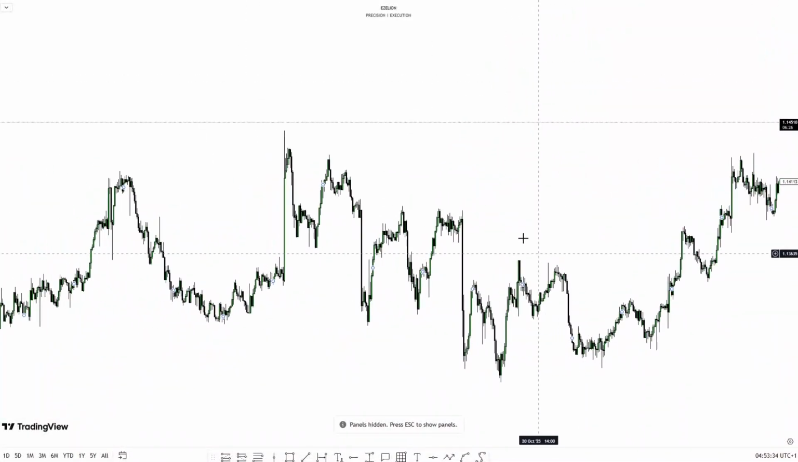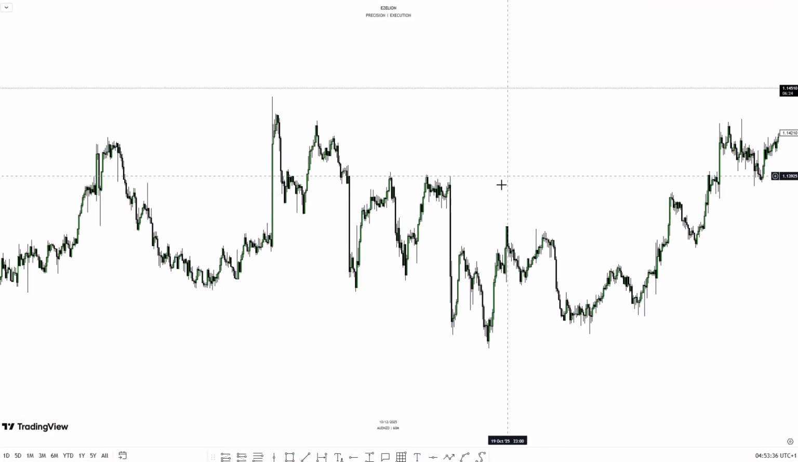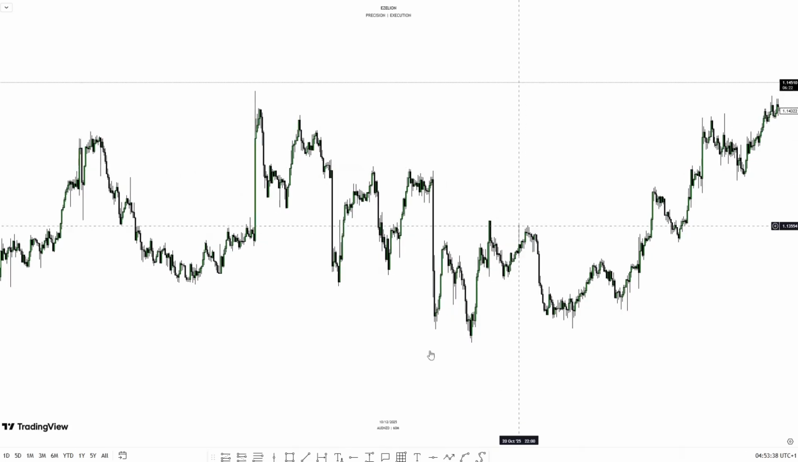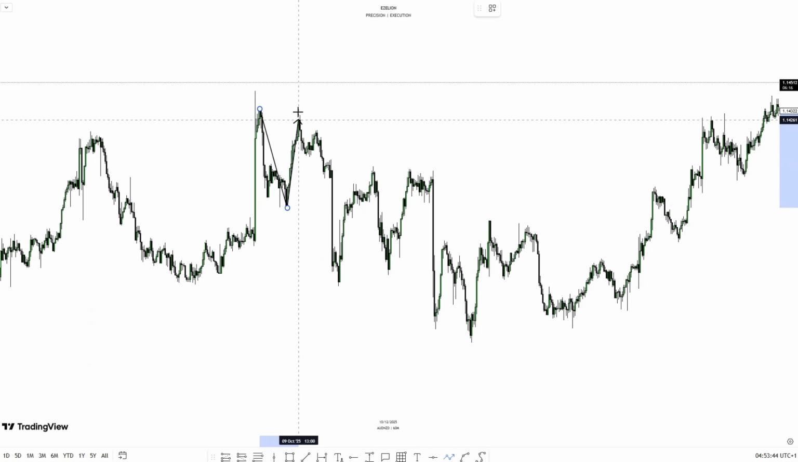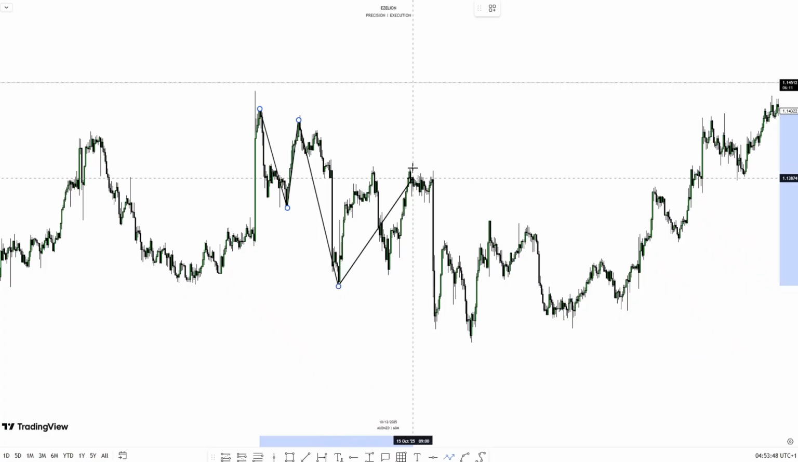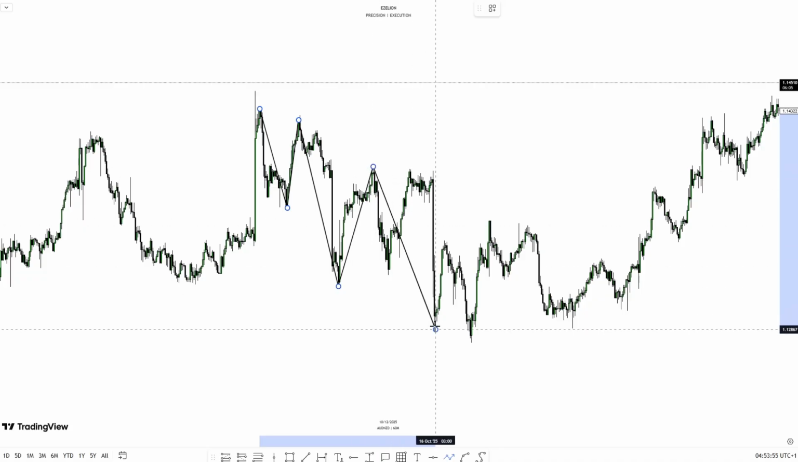Alright, so this is what I mean by market structure shifts. Now, this is actually a bullish market structure shift. Now, what do we have here? We have price in a downtrend forming a series of lower lows and lower highs, right? Now, what the price did there, you can see that price actually swept liquidity.